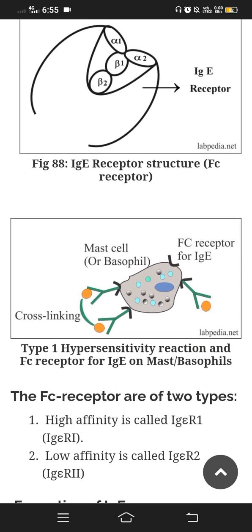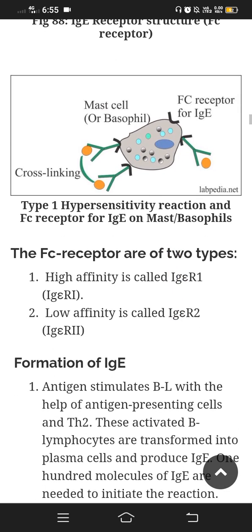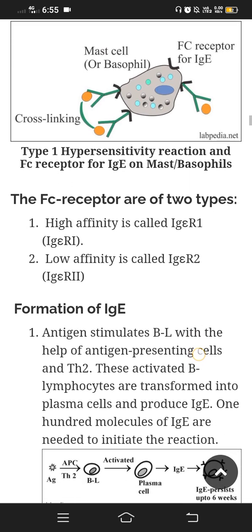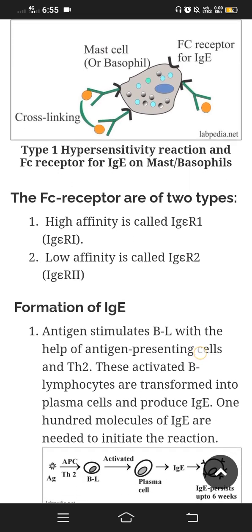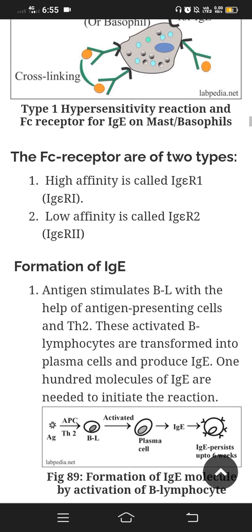So, type 1 hypersensitivity reaction and the Fc receptor for IgE on mast cells or basophils. The Fc receptor for IgE, then cross-linking takes place. The Fc receptors are of two types. High affinity is called Ig epsilon R1. Low affinity is called Ig epsilon R2.